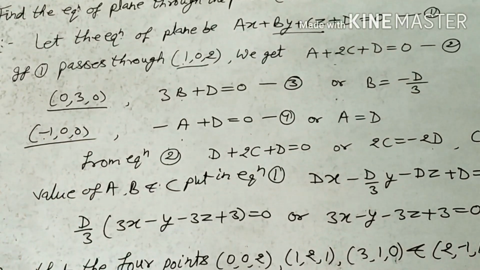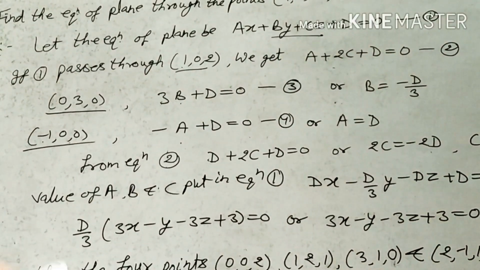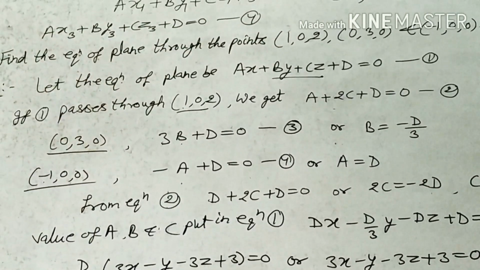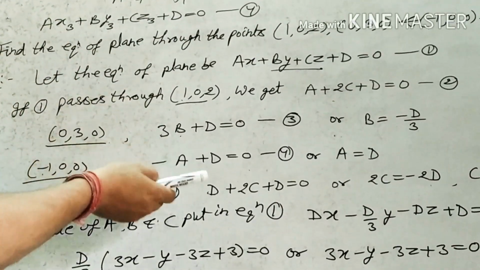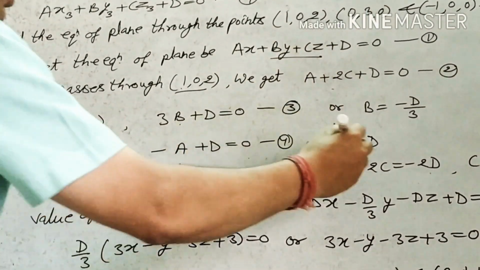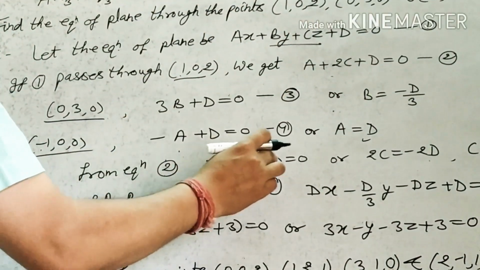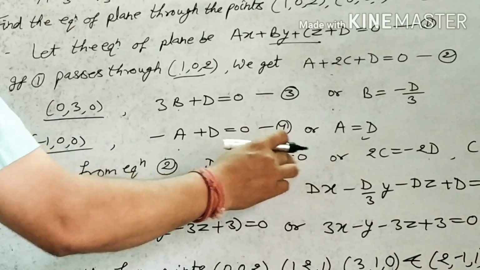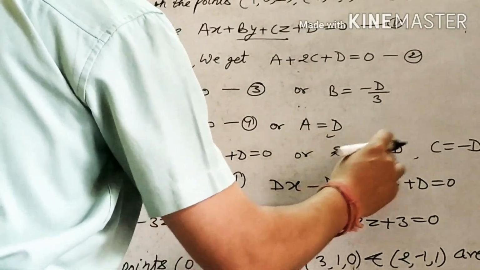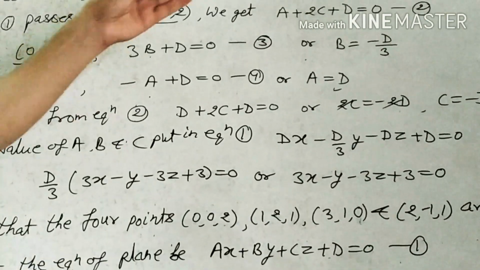Now from equation second, here a in terms of d, b in terms of d, we need c. If c is also in terms of d, then the values of a, b, c can be put in the standard equation. For this we will change your equation second. Second is a plus 2c plus d equal to 0. Value of a, that is d, you can put in equation second. That's why it will be d plus 2c plus d, or you can say 2c plus 2d equal to 0, or 2c equal to minus 2d. 2 and 2 cancel, c equal to minus d. Now the values of a, b and c are all in terms of d.